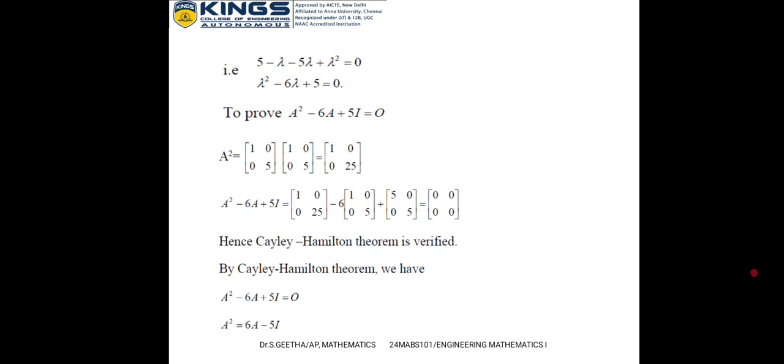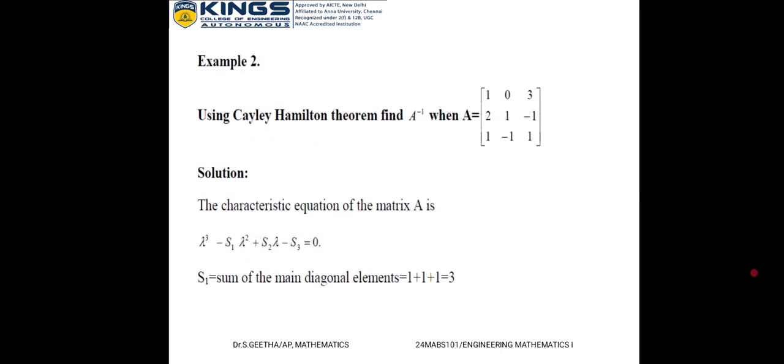Next we write A square minus 6A plus 5I equal to 0 matrix. To express A square in terms of A and I, we write A square minus 6A plus 5I equal to 0 matrix. This implies we can write A square equal to 6A minus 5I. We have expressed A square in terms of A and I.